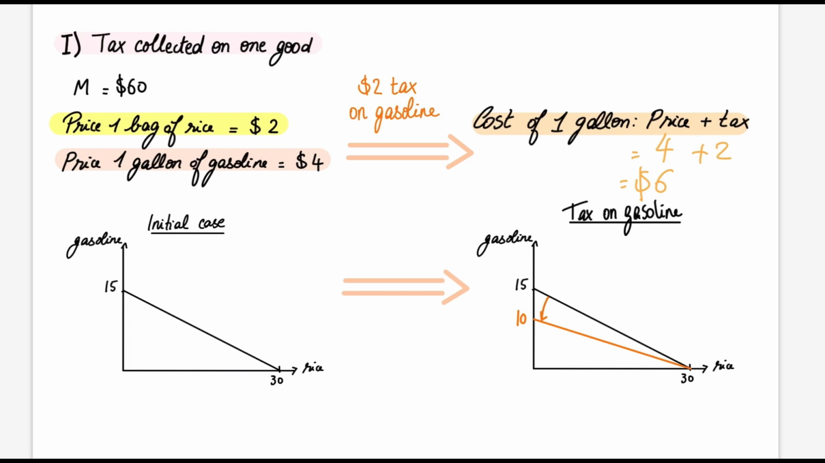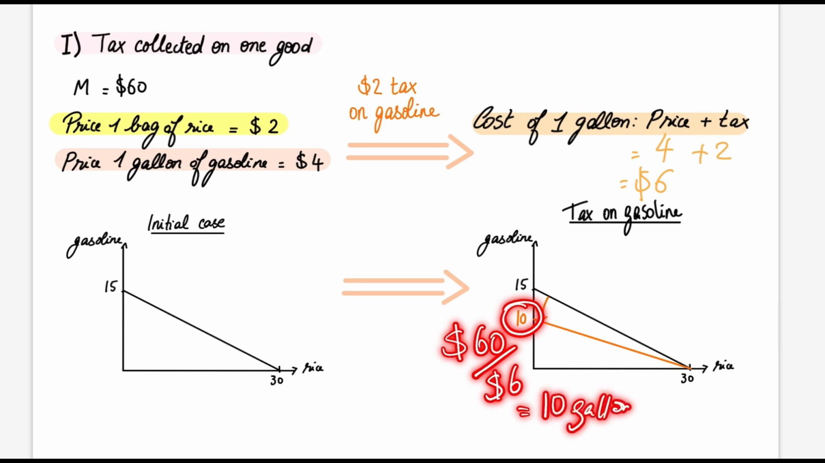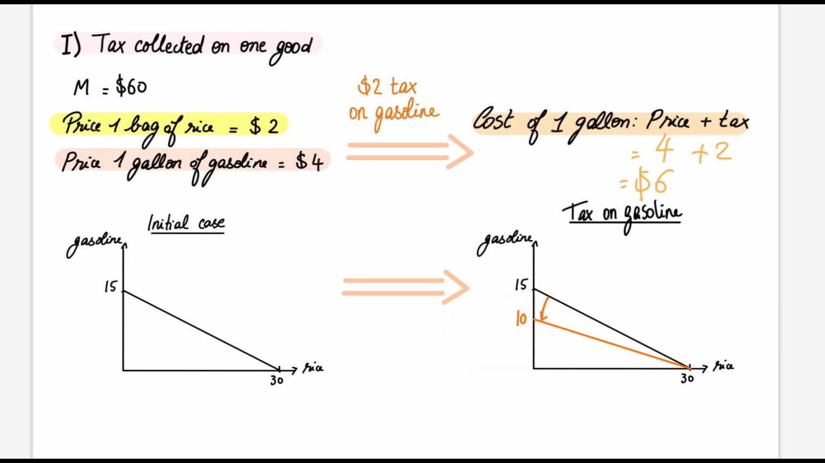So, what does this mean practically? So we now have to sacrifice more bags of rice to buy a single gallon of gas. Also, it changes the intercepts in the sense that if we choose to exhaust all of our funds, all of our $60 in gas, we would be able to afford just 10 gallons instead of the previous 15.